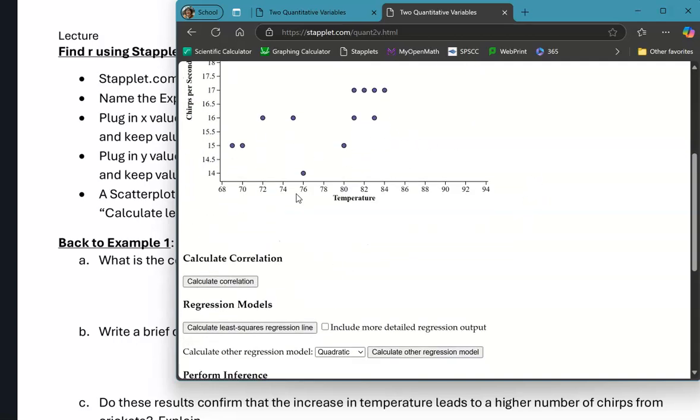Then what we're also interested in is down below here, which is calculate correlation, and that's just a button to click right there. We click that button and it gives us R right there. So R is 0.8135. We will go on to calculate least squares regression line, but we'll do that in a separate video. But for now, we stop right here at this little button, calculate correlation.